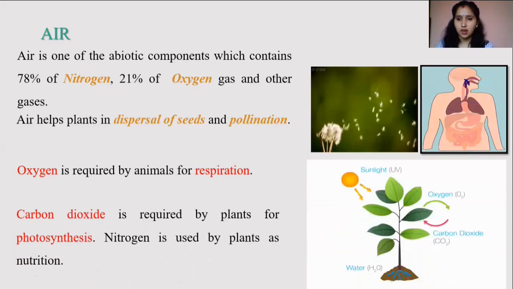You can see here how the plants get different components present in the environment. Sunlight, oxygen and carbon dioxide, how they are being exchanged. And water, it is being absorbed from the root.